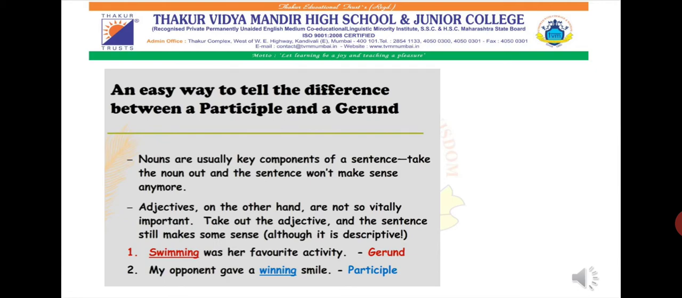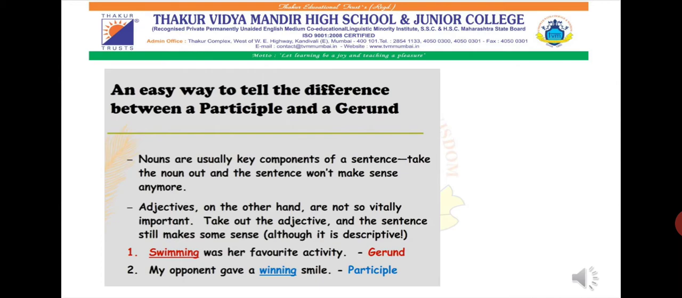Now I know you all have got confused, but if you keep on watching my video, you might understand. An easy way to tell the difference between a participle and a gerund is, nouns are usually the key components of a sentence. You take out the noun and that sentence won't make sense at all. Adjectives, on the other hand, are not so vitally important. Take out the adjective and the sentence will still make sense, although it's descriptive.